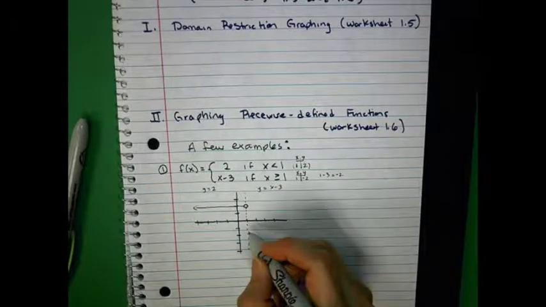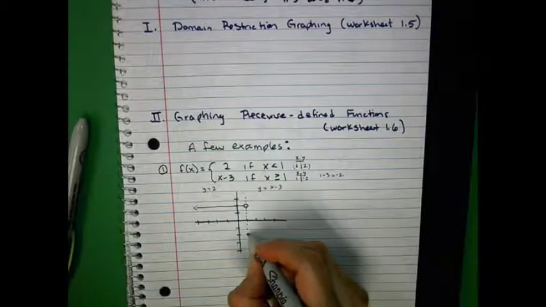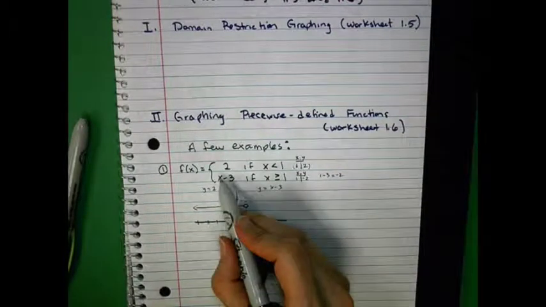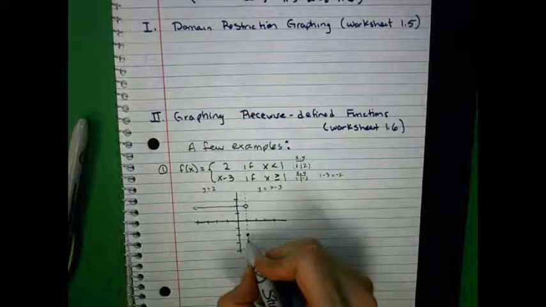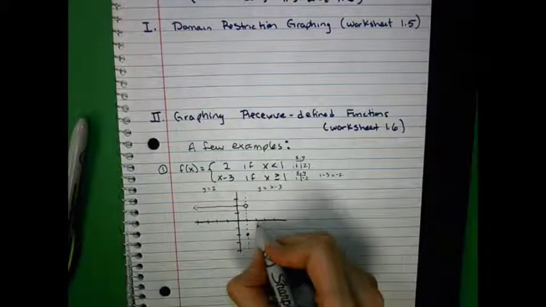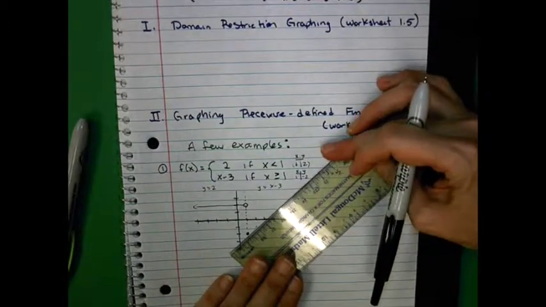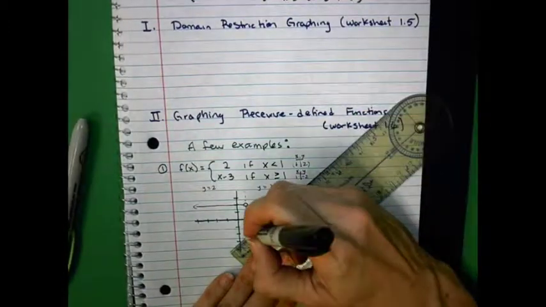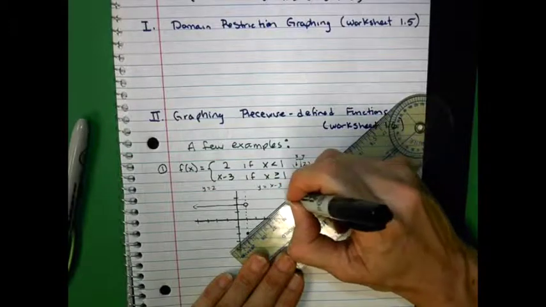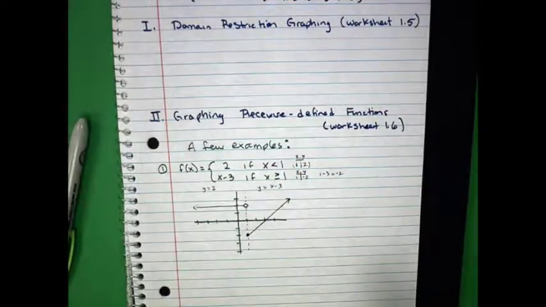So (1, negative 2), I'll make a solid dot right there, and then I'm going to count my slope from that spot, which is going to be up 1 over 1, up 1 over 1. And I'll just go ahead and do that line. And this is a piecewise function.